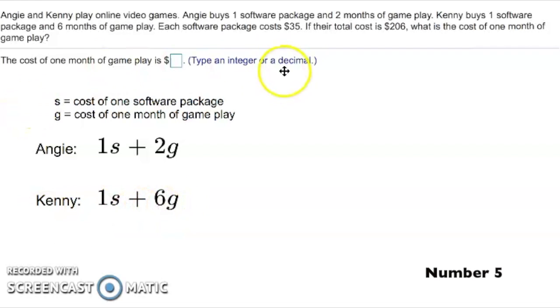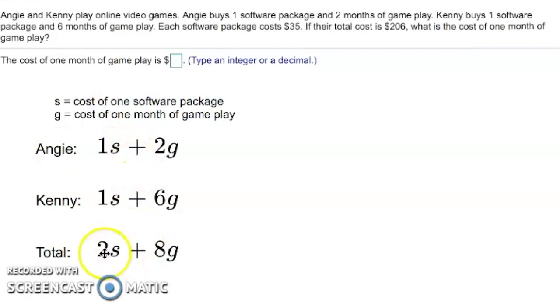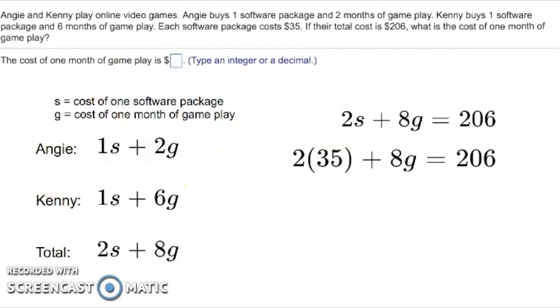So now we're told each software package costs $35, and Angie and Kenny have a combined cost of $206. So let's add up our expressions. 1S plus 1S is 2S, and 2G plus 6G is 8G. And this amount equals 206, which is their total cost in dollars. Now we're told, again, that each software package is $35. So S equals 35. So let's take the S out and replace it with 35.